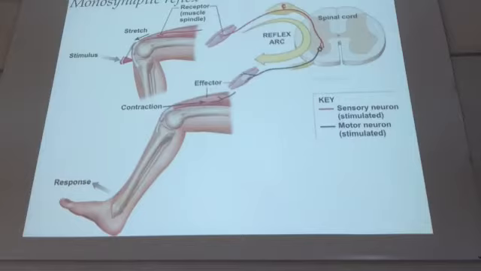As I said, we have a lot of reflexes in other joints in the body. There's also one in the elbow and other places. But because the quadriceps is such a large muscle, it's very common and, of course, easy to see.